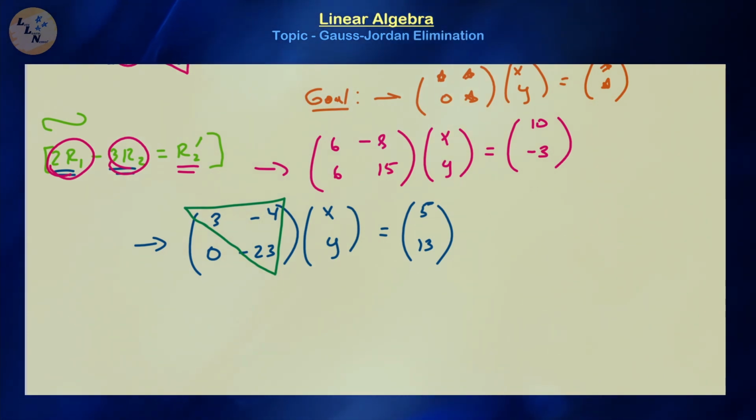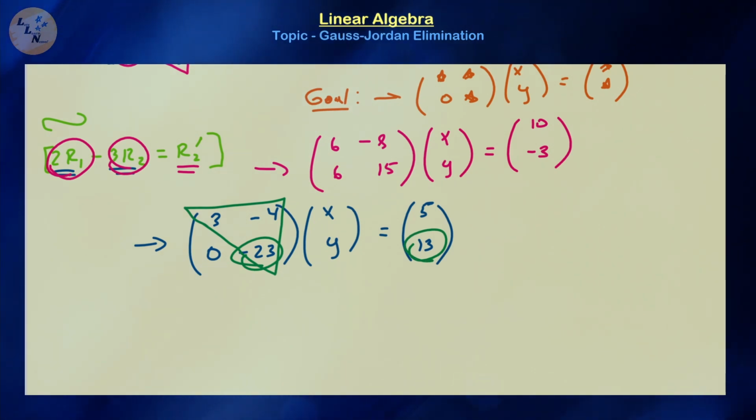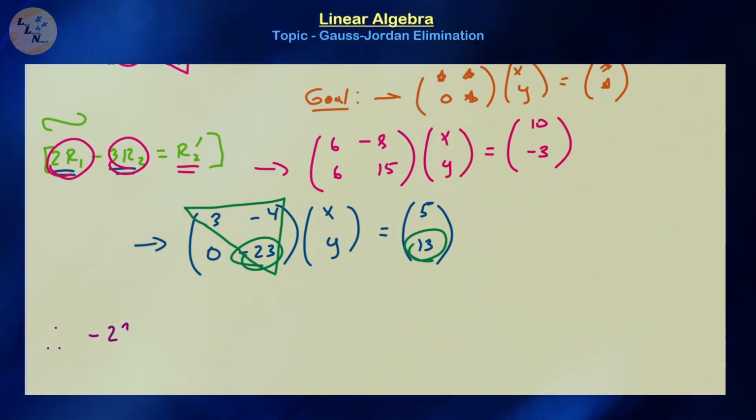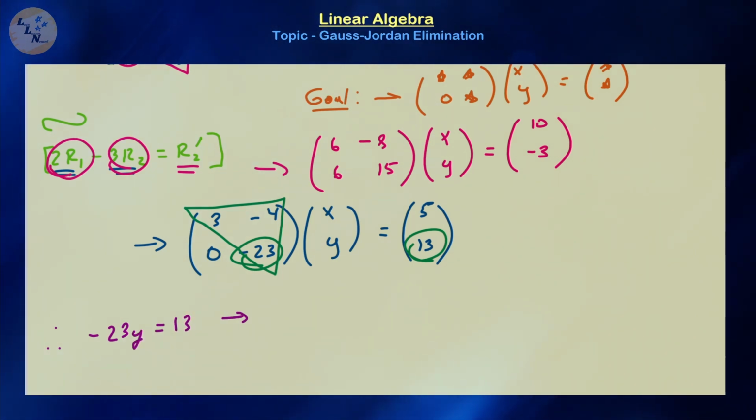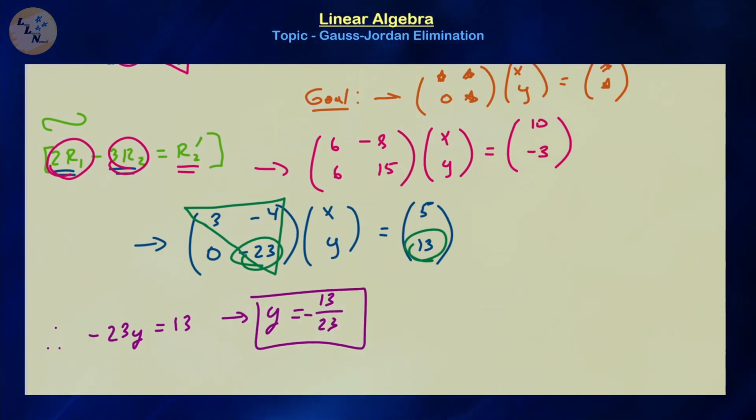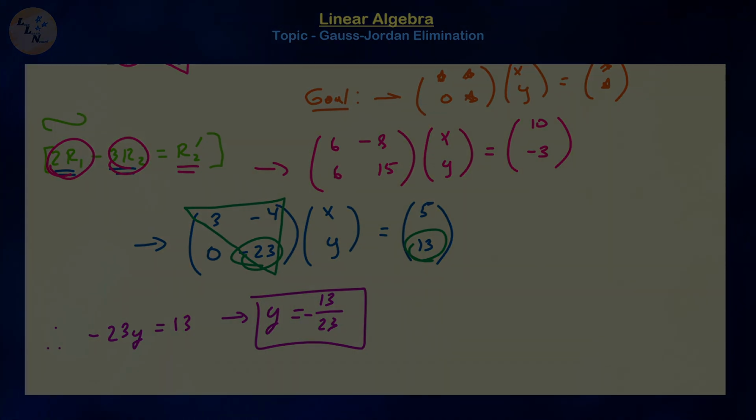Therefore, you should easily be able to solve that last equation by dividing both sides of this equation by negative 23. So that last equation can be written in equation form as negative 23y is equal to 13, and dividing by negative 23 gives us y is equal to 13 divided by negative 23. And that's the first part of our solution. And then we can use back substitution, for example, to find the rest of that.